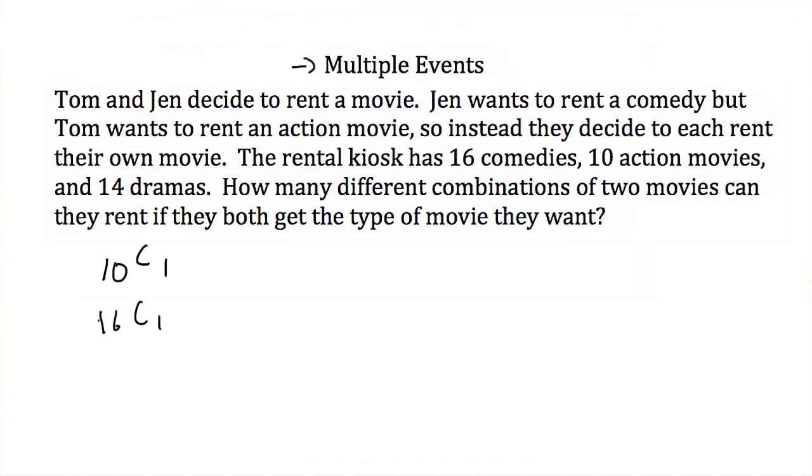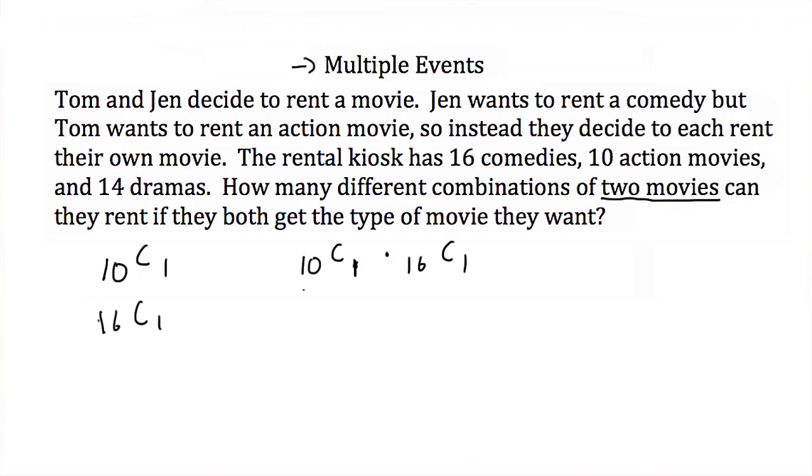But what we're asked for is how many different combinations of the 2 movies they're both going to rent. Now the movie that Tom rents is limited to the action movies, and the movie that Jen rents is limited to the 16 comedies. So the total different combinations of the 2 movies would be their different combinations multiplied together. If you're familiar with the fundamental counting principle, you know when you have 2 different choices, you can take all the different possibilities of each choice and multiply them together. And that's the same thing that's going on here.